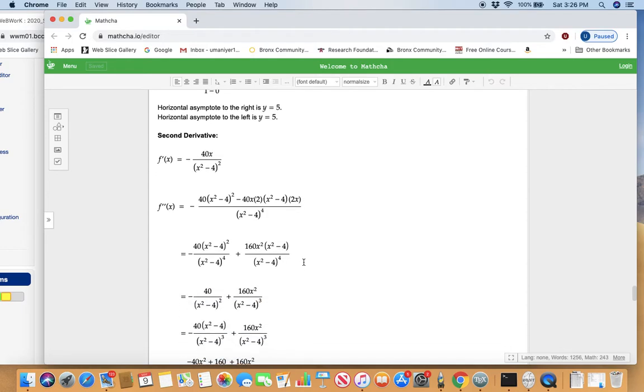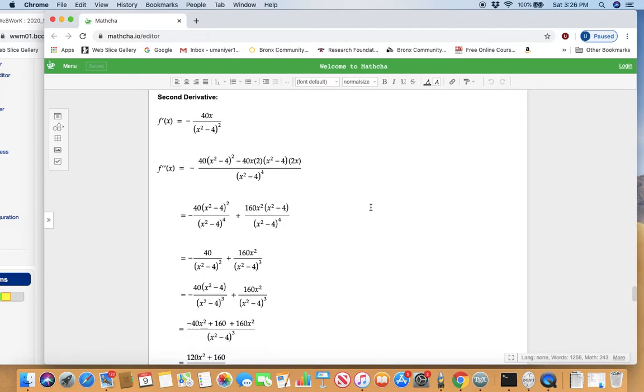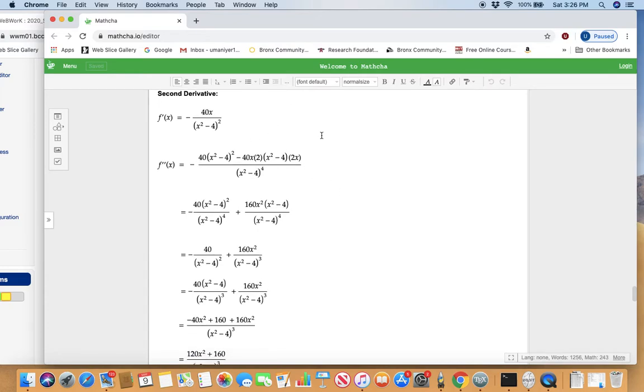Now, second derivative. Again, this is a quotient rule, and don't forget there's a minus outside. You have to keep it alive. So don't forget the signs, basically. Second derivative is a bit complicated, so do go over this file which I will upload for you so that you can see the steps.